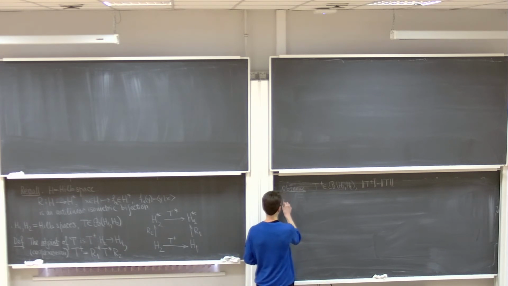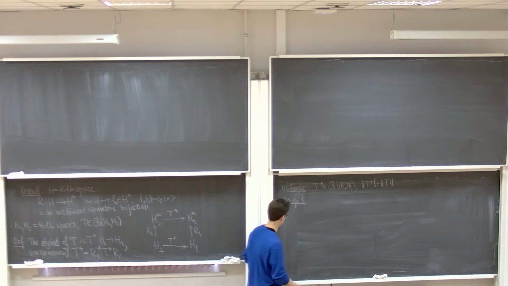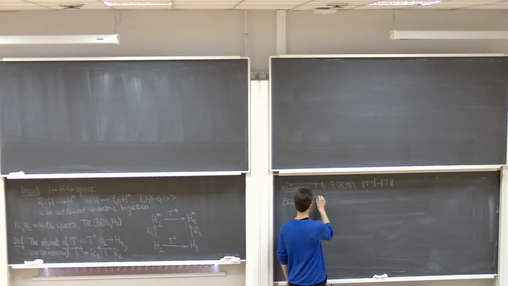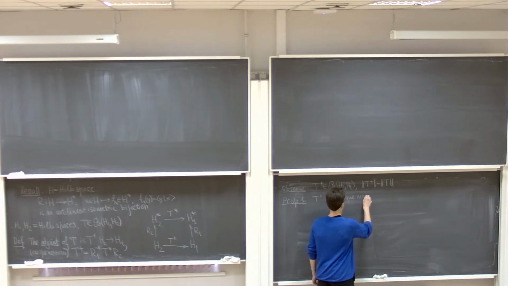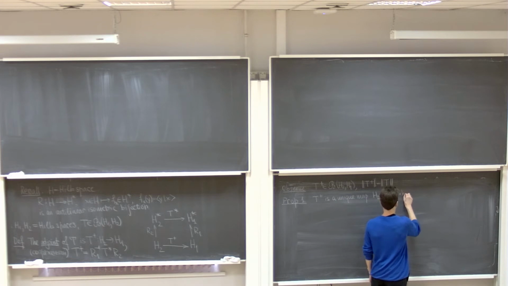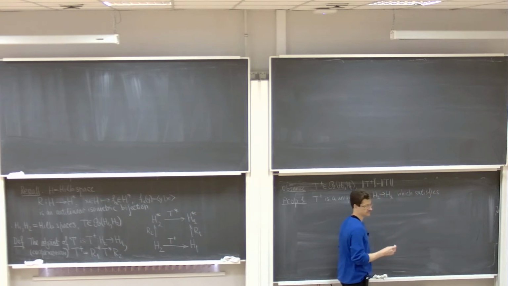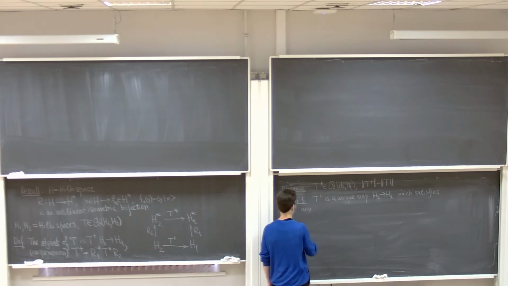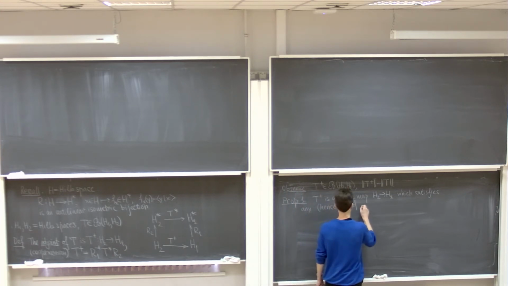This operator T plus can also be equivalently described in the following way. Proposition 1. So this is an equivalent characterization of the adjoint operator, which doesn't involve dual spaces. So I claim that T plus is a unique map from H2 to H1, which satisfies any, and hence all, because they are equivalent, of the following equivalent conditions.